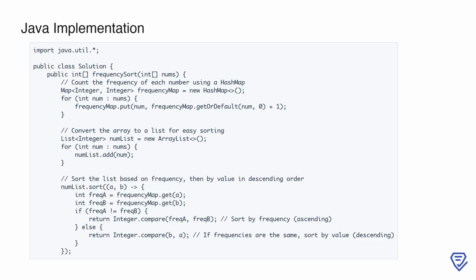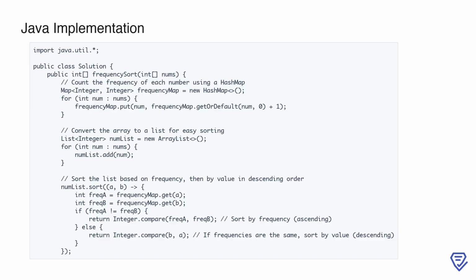Here, we begin by importing the necessary libraries, including java.util, which provides us with tools like HashMap and ArrayList. Inside the Solution class, we define the method frequencySort, which takes an array of integers as input and returns a sorted array. First, we use a HashMap to count the frequency of each number in the array. The key in the map represents the number, while the value represents how many times that number appears. Using the getOrDefault method, we initialize the count to 0 if the number isn't already in the map, then increment its count.